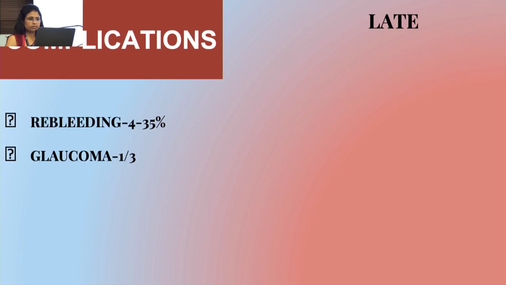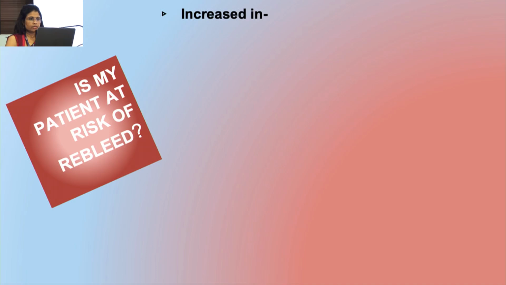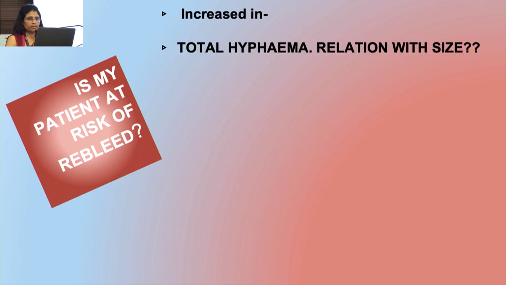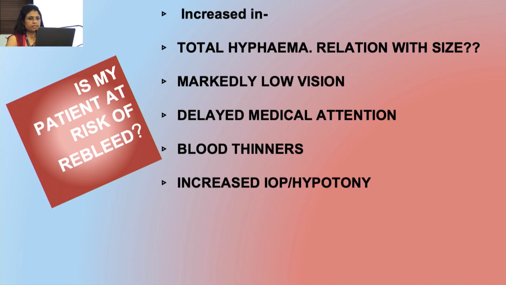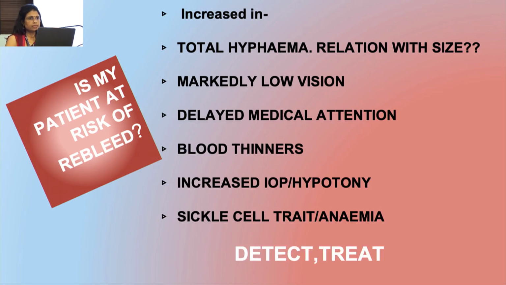So coming to the complications, rebleeding, glaucoma and corneal blood staining are the usual complications, and you just need to identify who is at more risk of rebleed and act accordingly. So total hyphema, markedly low vision at presentation, delayed medical attention, people using blood thinners, and increased IOP or hypotonia and sickle cell trait. These are the things you need to detect and treat.